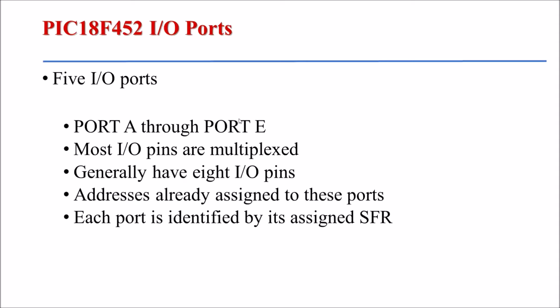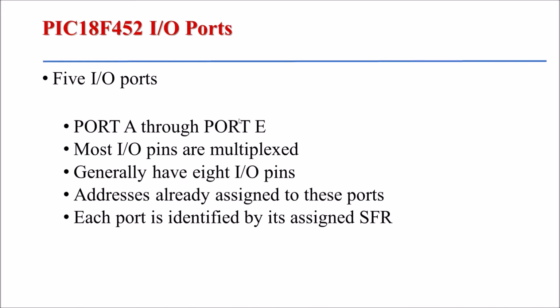The next is the I/O ports of this microcontroller. It has 5 ports A, B, C, D, E. The port A has 6 pins or 7 pins. For this particular microcontroller PIC 18F452, port A has 6 port pins. All other ports like B, C and D will have 8 port pins, and port E has 3 port pins. So total 33 pins are there. Most of the I/O pins are multiplexed. That means they can be used as general purpose I/O ports, or they have been assigned different functions.